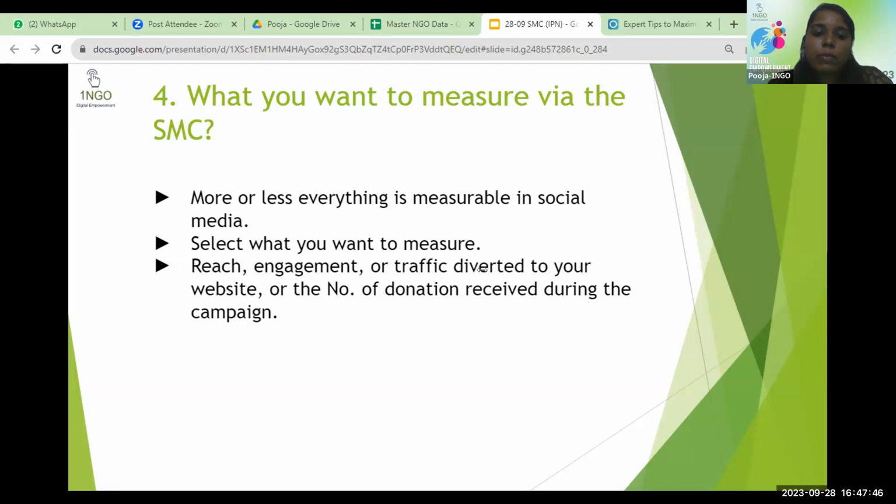When you are aiming for something, use it as a strategy. As I said, if you want to measure followers, note down the number of followers before launching the campaign, and the number of followers after you launched and completed the campaign. That is one key performance indicator you can use. You can also look at the reach, engagement, the traffic that came to your website, or the number of donations you received through these posts. These are also things you should keep in mind before launching a social media campaign.